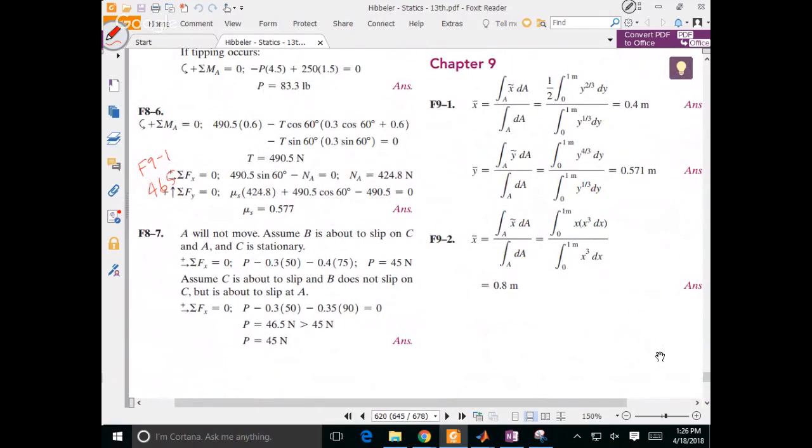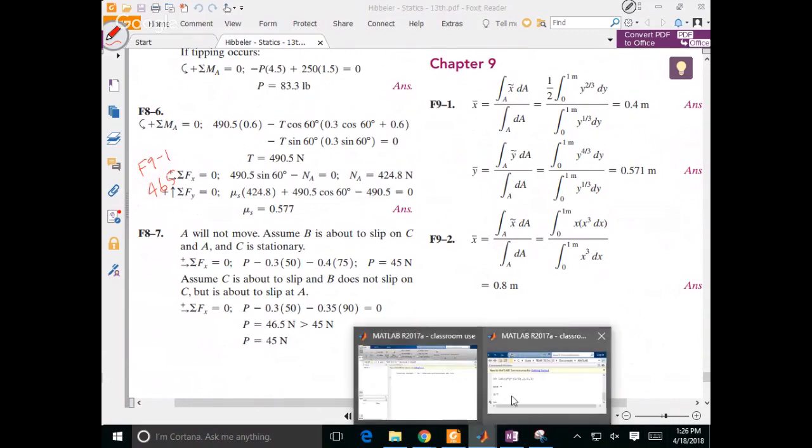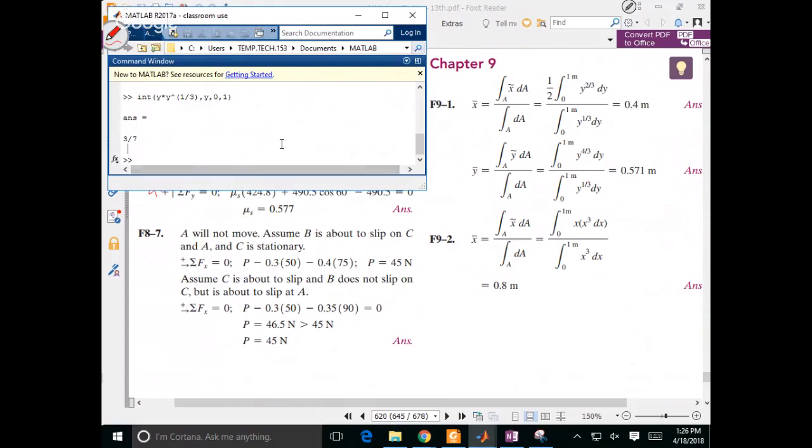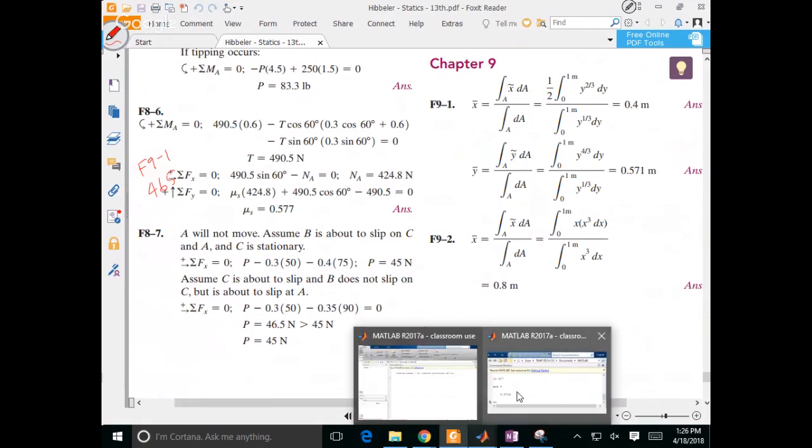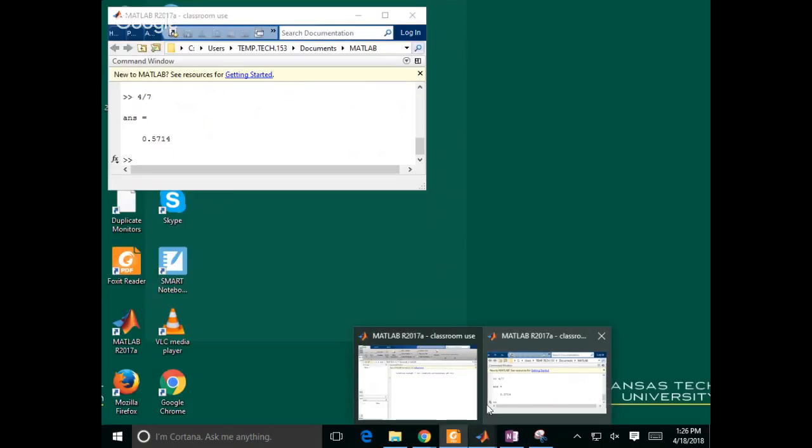Okay. Oh, geez, I don't know what is, okay. Here. 0.5714. That's this. That's this one right here. 0.571 and then a 4. So let's look at the other approach.